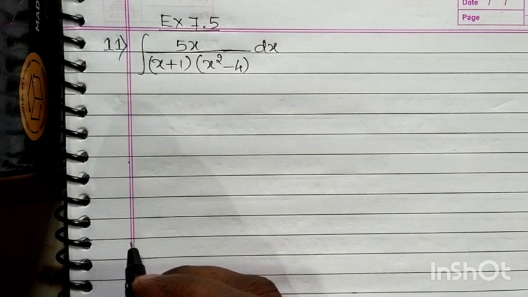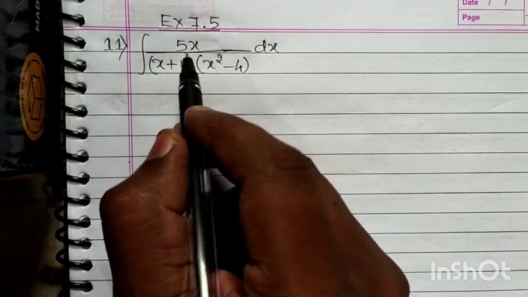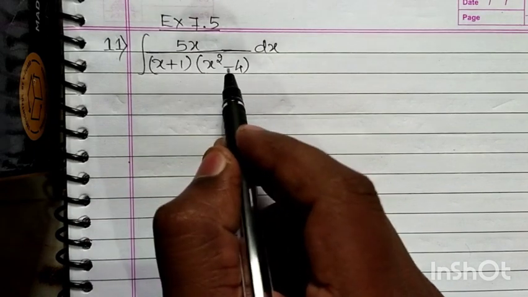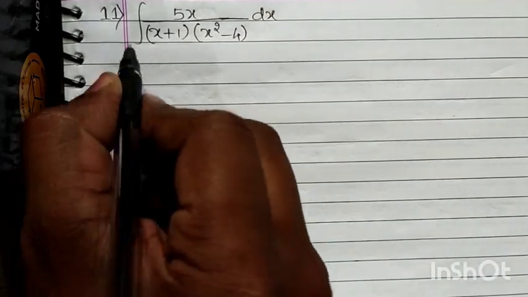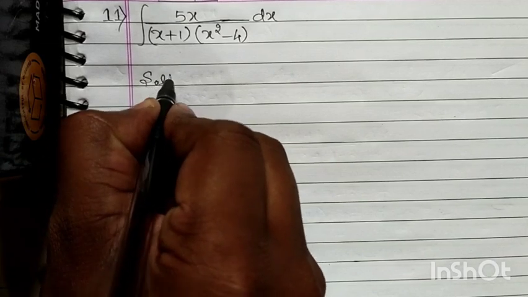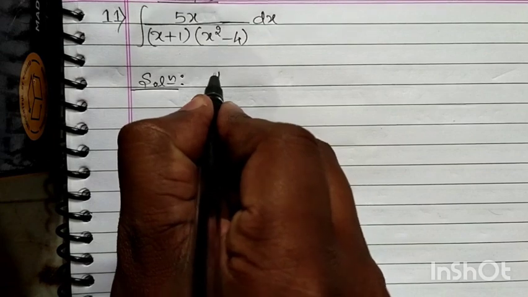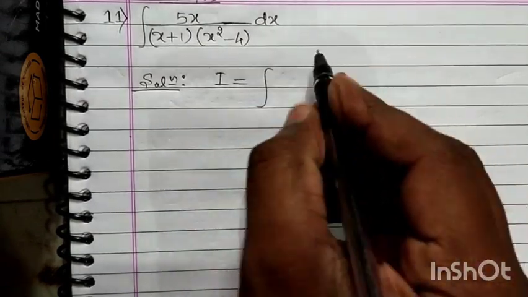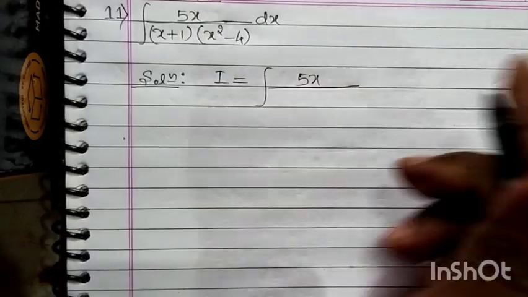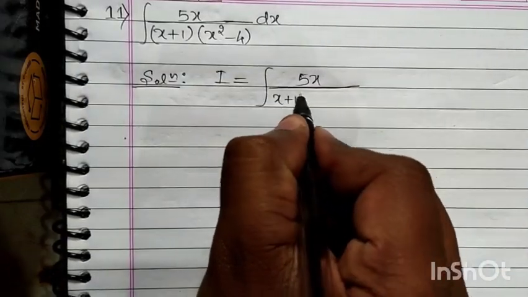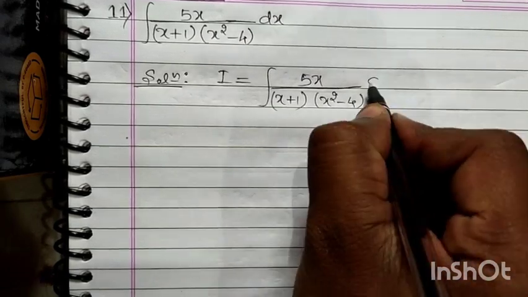In today's class let us continue with the 11th question. The given question is the integral of 5x divided by (x plus 1)(x square minus 4) dx. So let us solve this. Take this as I, which is equal to the integral of 5x divided by (x plus 1)(x square minus 4) dx.